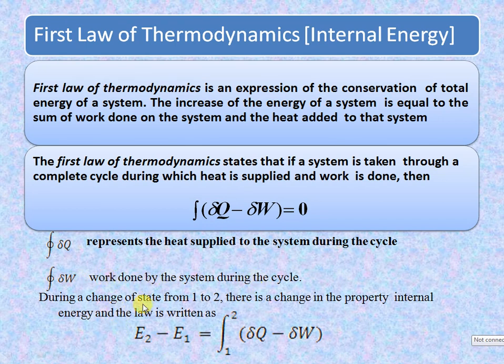During the change of state from 1 to 2, there is a change in the property, internal energy, and the law is written as energy at 2 minus energy at 1 is equal to the integral from 1 to 2 of del q minus del w, and the remaining is the internal energy.